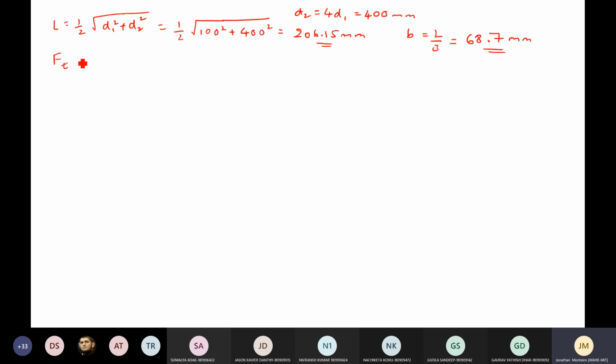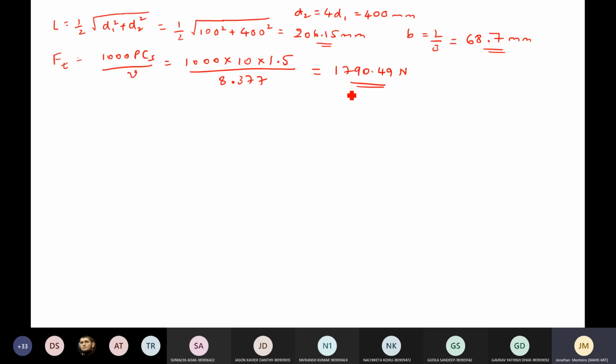What about Ft, the left hand side value? Ft is 1000 P Cs by V. So it is 1000 into 10 kilowatts, Cs value is directly given as 1.5 and V is 8.377. So this comes out to be 1790.49. This is the tangential tooth load.